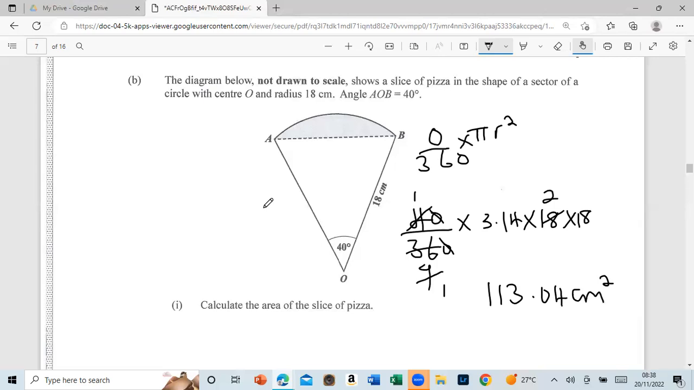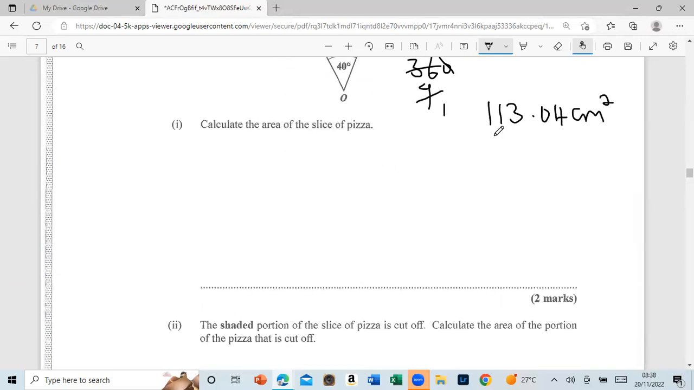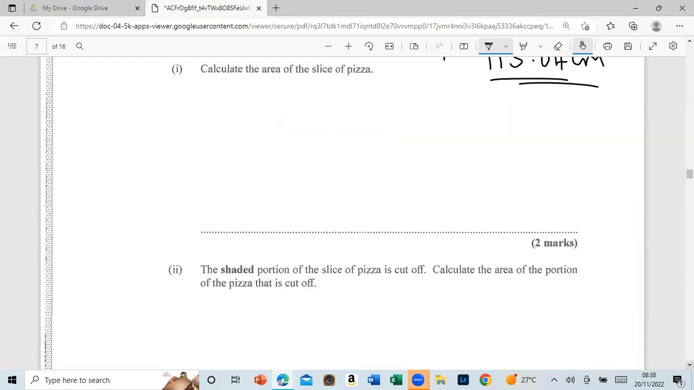Alright? Alright. So how many marks did you guys obtain right there? 2 marks. Yo, this is unfair. Compared to the SBA, that is so easy.